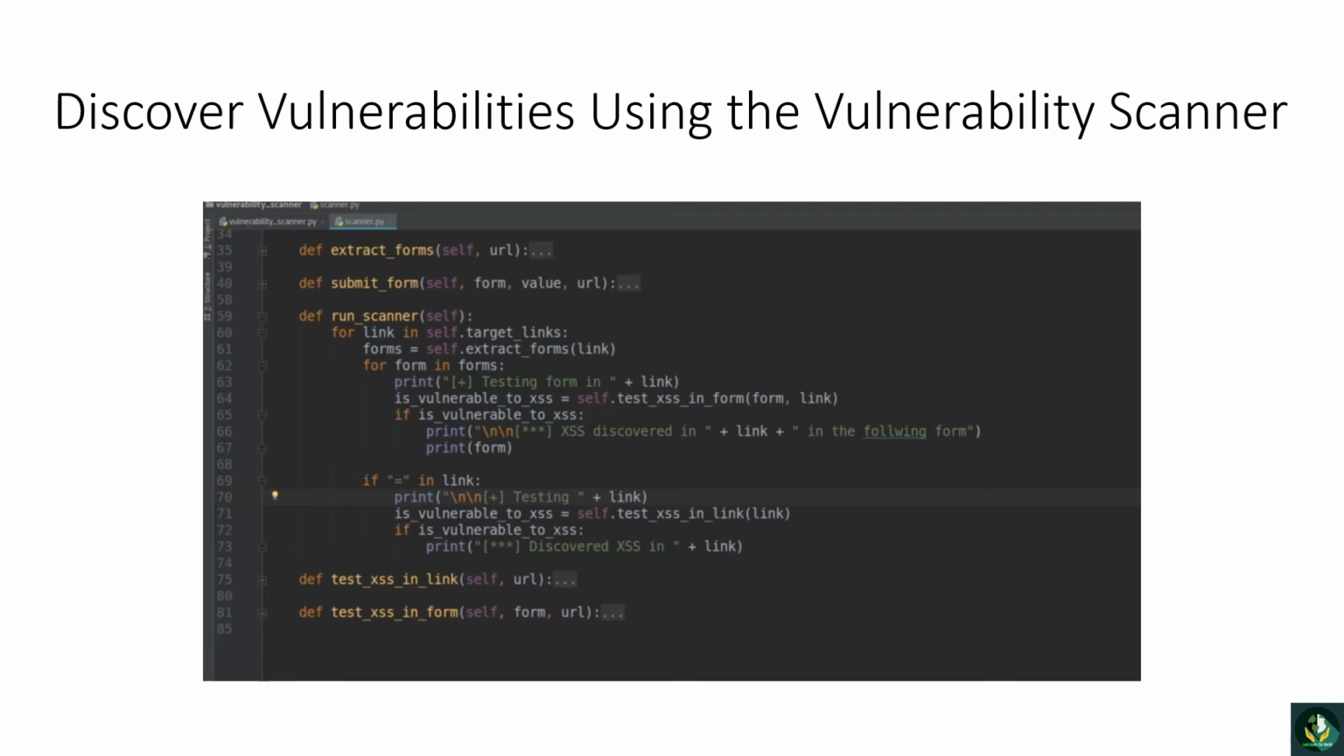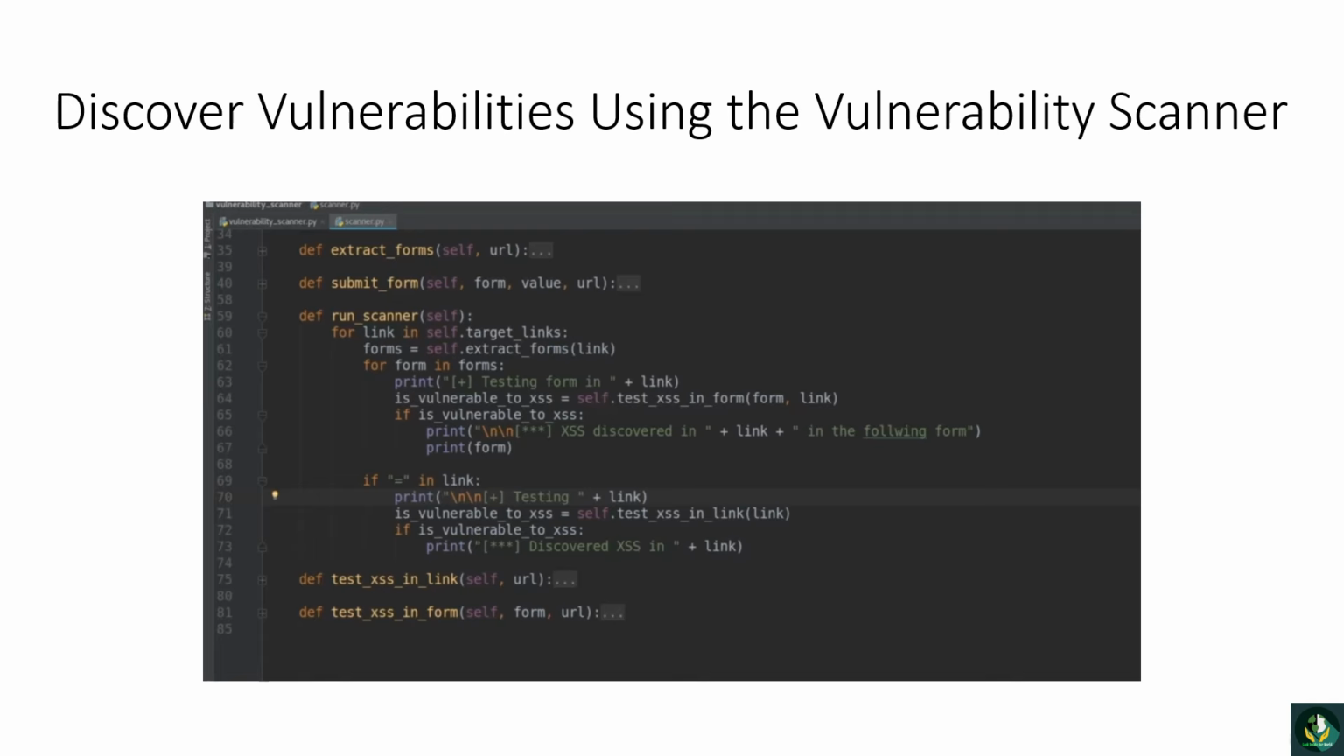So basically all I am doing is using a new variable called is vulnerable to XSS, and I am setting the value to whatever value is returned from the method that tests XSS in the form. Now we know that this method returns true if the passed form contains a vulnerability, otherwise it will return false. So if this is true, if it is vulnerable, I'm going to print this as vulnerable, and I'm going to print the form. Then I'm going to do something similar in here.